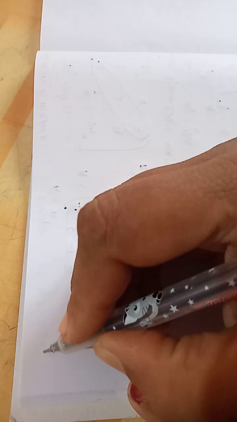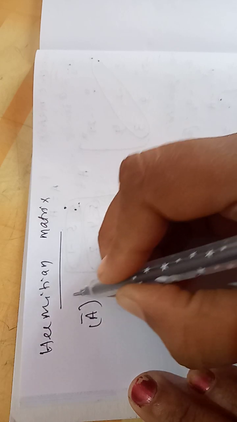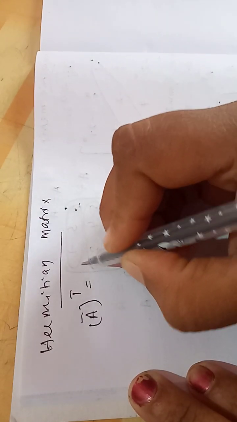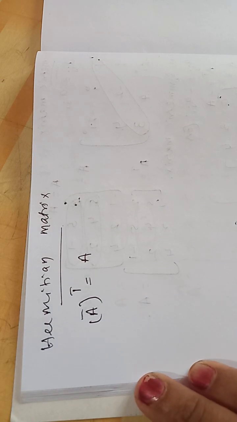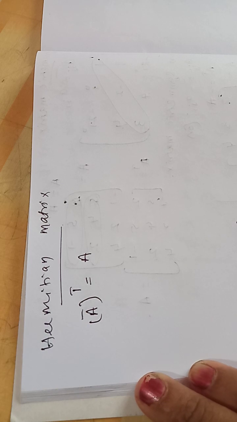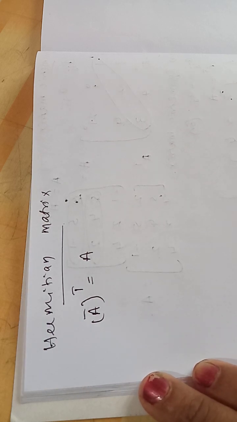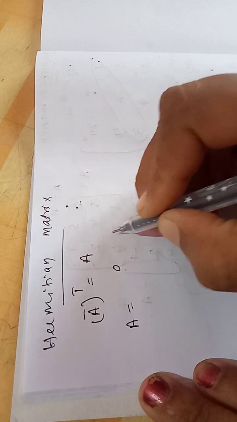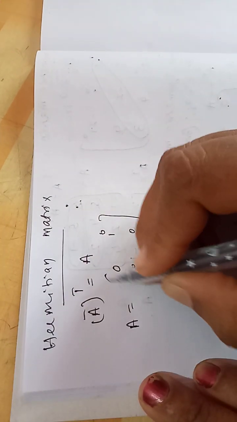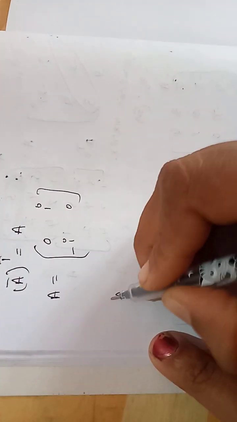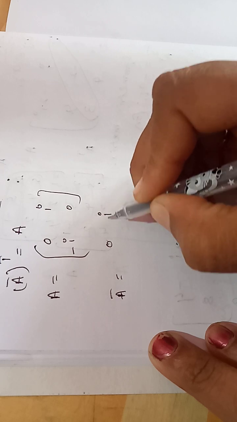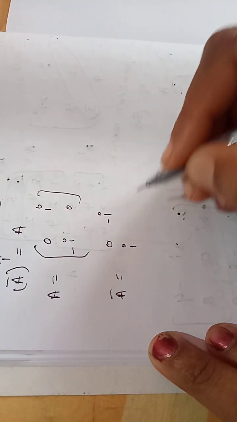Now, the Hermitian matrix. The formula for a Hermitian matrix is A conjugate transpose is equal to A. It means first we have to find the conjugate value, then the transpose of that, and that value must be equal to A. Here I am taking one example: A as 0, i, minus i, 0. First I have to find the conjugate. Conjugate means if plus i is there, you keep minus i; if minus i is there, you keep plus i.